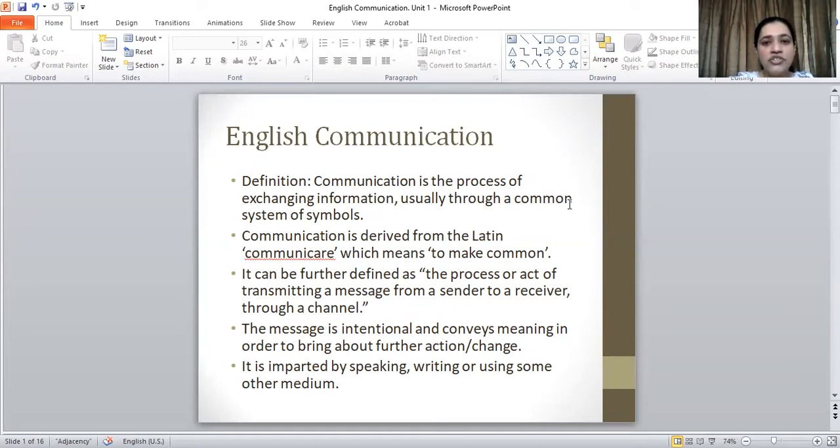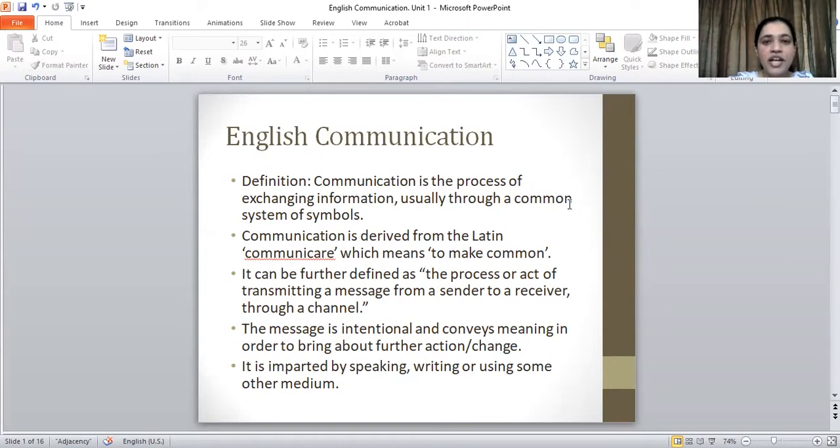The word communication is derived from the Latin communicare, which means to make common. It can also further be defined as the process or act of transmitting the message from a sender to a receiver through a channel. The sender evidently is going to be the person speaking, the receiver, the person or the persons who are listening, and the message is the intended content that is supposed to be delivered to them by the speaker.